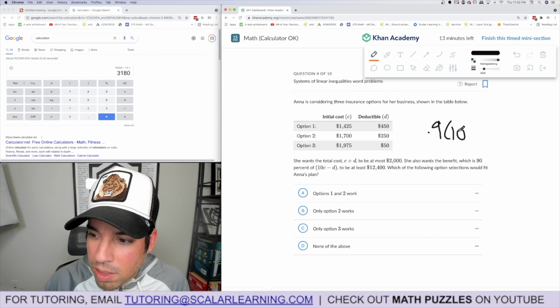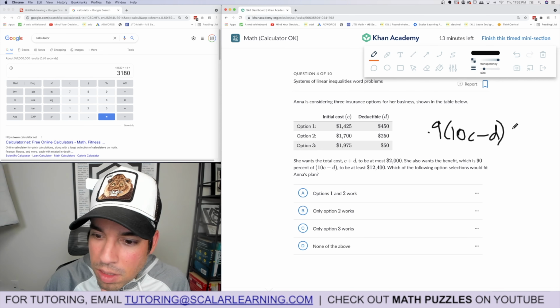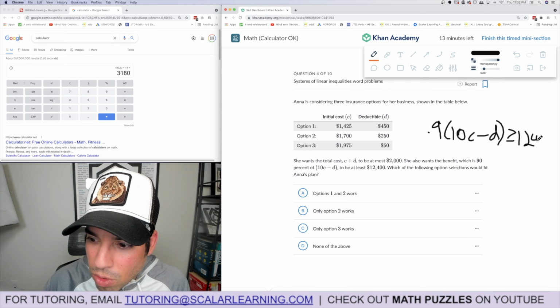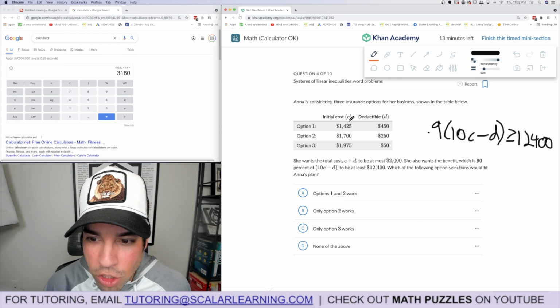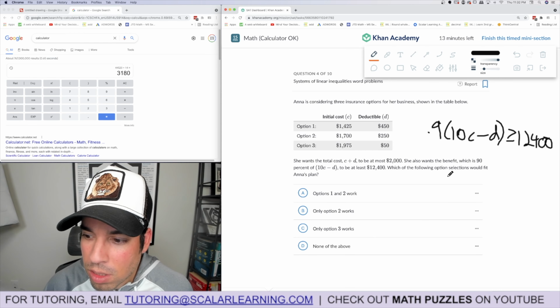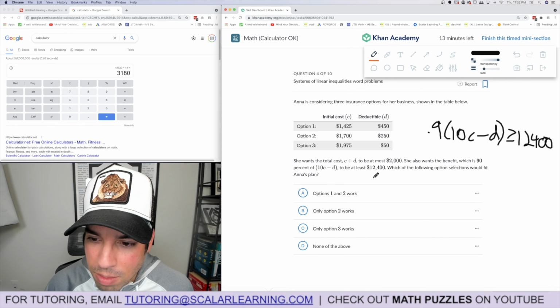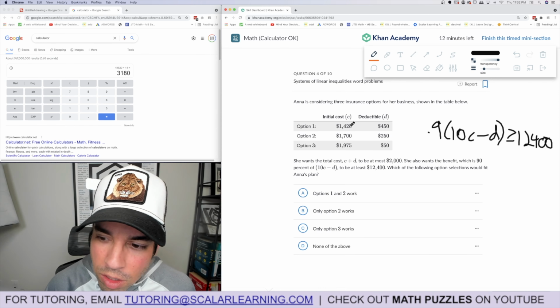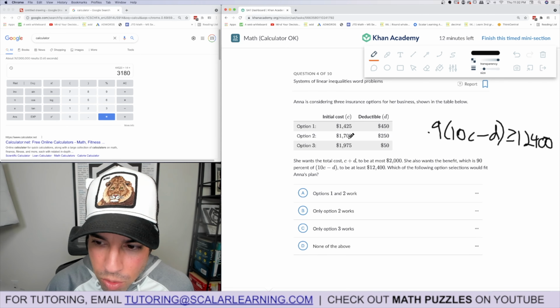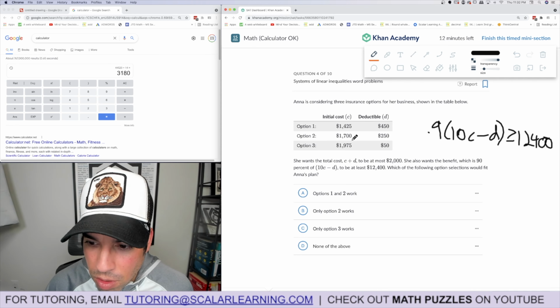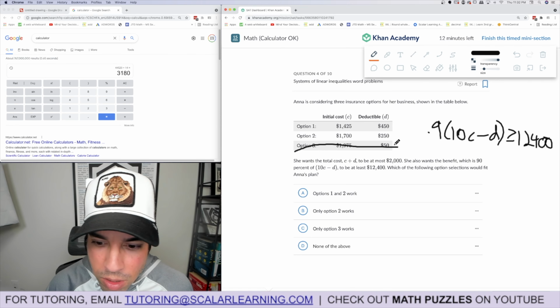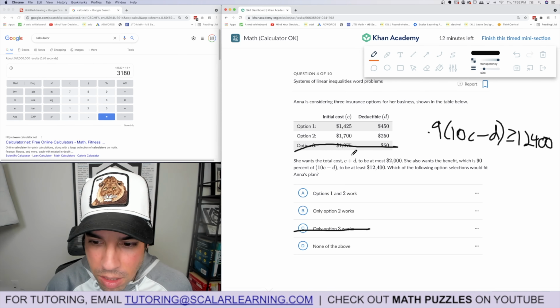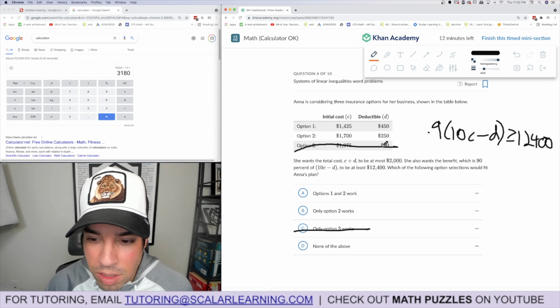90% of 10C minus D to be at least 12,400. Okay, so which of the following option selections would fit Anna's plan? Let me think about this for a second. So she wants C plus D to be at most 2,000. So this one is out. Option 3 is out because it adds to greater than 2,000.